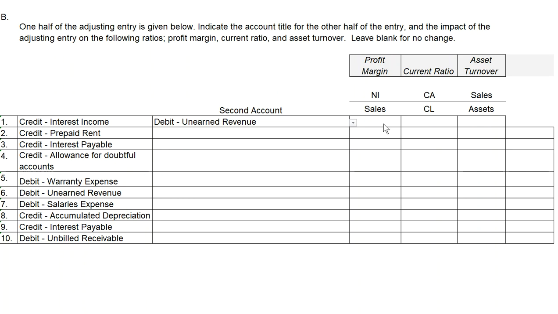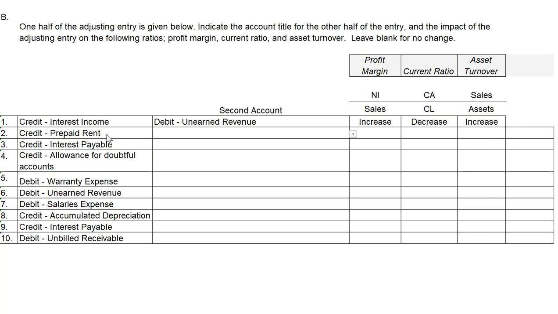So our current liabilities go down and we have a revenue. That revenue will increase net income. It will increase sales as well. But of course, that increase in net income will be greater than the overall increase in sales from a percentage perspective. So we will have an increase in our profit margin. Current ratio. There's no change to current assets, but there is a decrease in current liabilities. So if current liabilities get smaller, overall, our current ratio will increase. We had no change in assets, but sales increased. So our asset turnover will also increase.